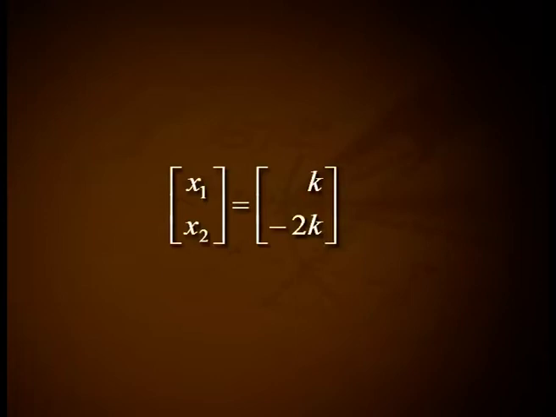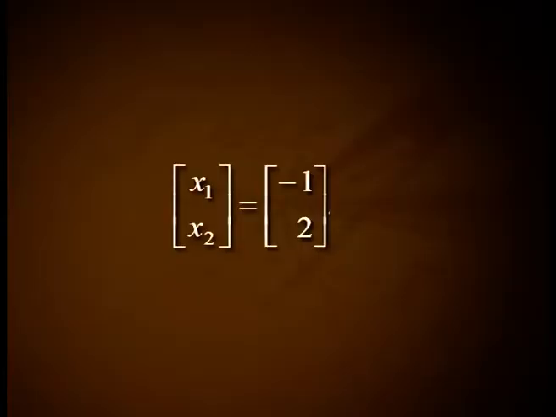Since obviously the rank of the coefficient matrix is 1, which is less than 2, the number of unknowns, we can assign arbitrary values to n minus r equal to 2 minus 1 equal to 1 unknown, say x1 equal to k, and obtain an eigenvector corresponding to lambda equal to 4 as column matrix x1, x2 equal to column matrix k, minus 2k. Putting k equal to minus 1, we obtain a particular eigenvector x1, x2 equal to minus 1, 2.